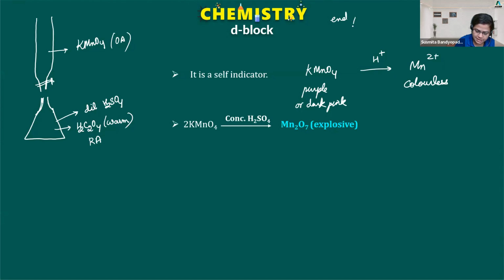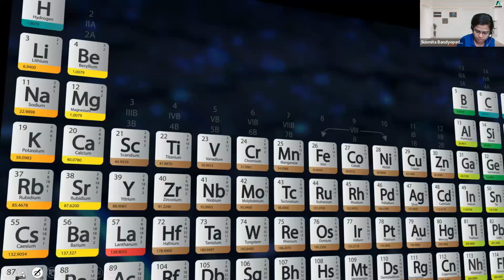Okay. The endpoint: pink dropping here becomes colorless, Mn2 plus. This will continue till the reducing agent is exhausted. When the reducing agent is completely exhausted, then an extra drop of KMnO4 indicates completion of the reaction. When you treat it with concentrated H2SO4, Mn2O7, an explosive, is produced.